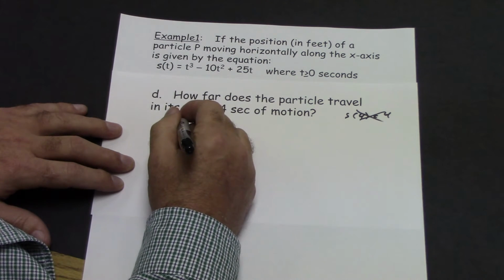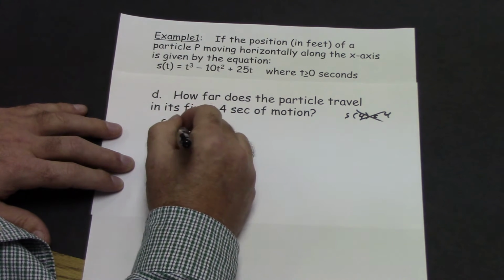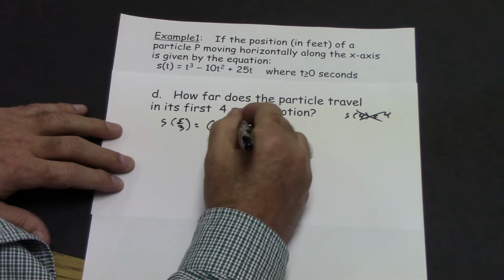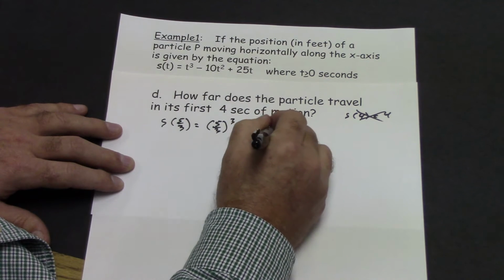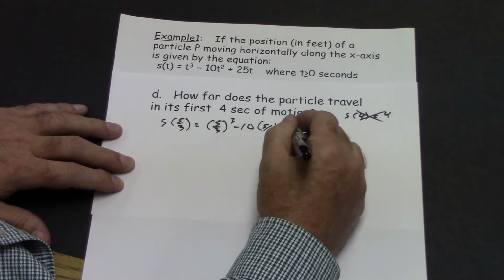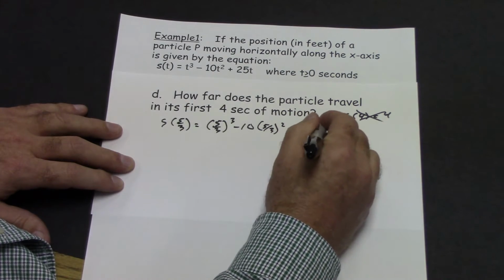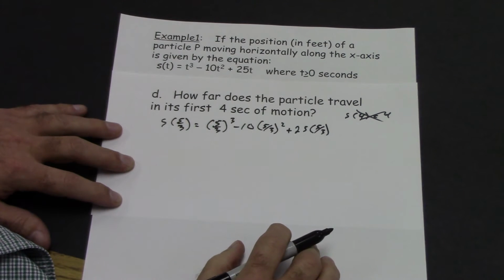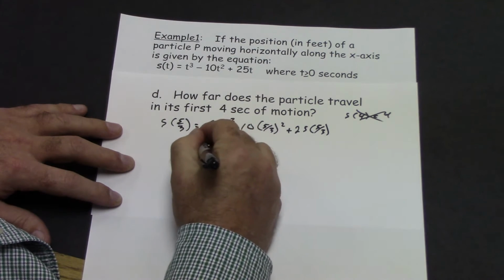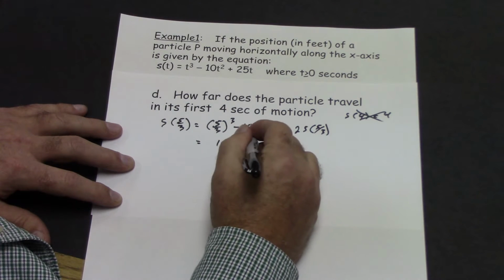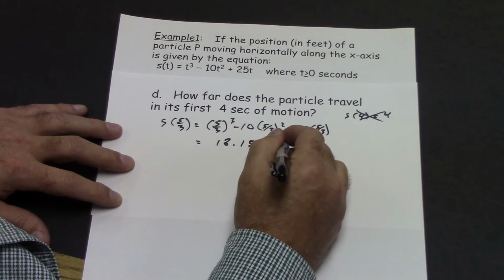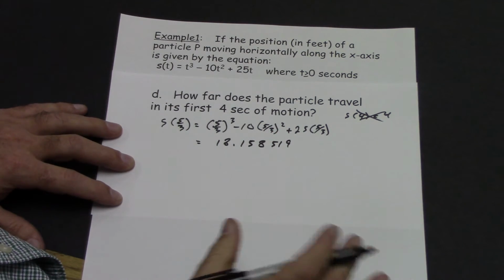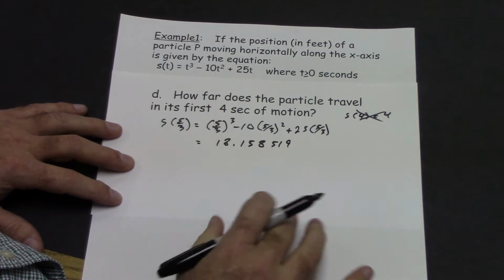So the position at 5/3 would be, now the position function would be 5/3 cubed, minus 10 times 5/3 squared, plus 25 times 5/3. And let's see how far the particle has traveled before it changed direction. Now if you evaluate this, you get about 18.158519.